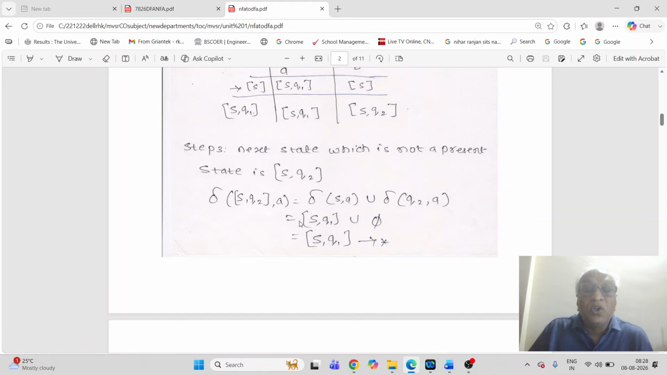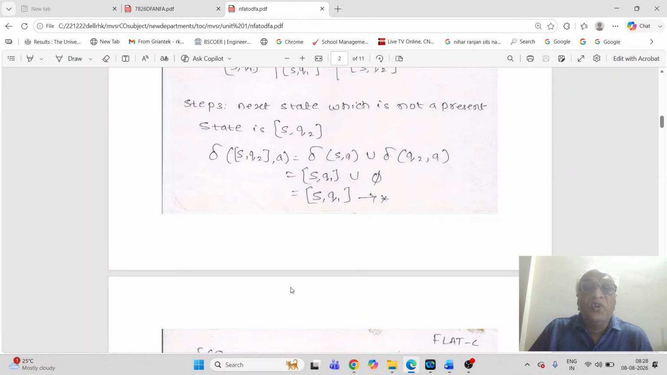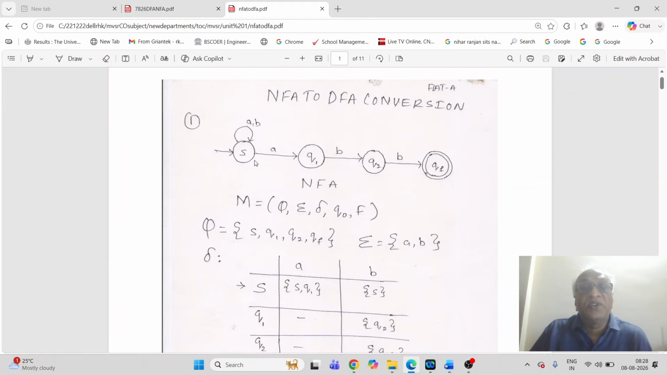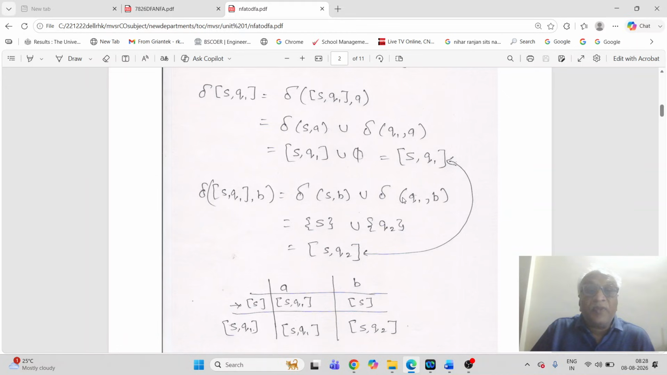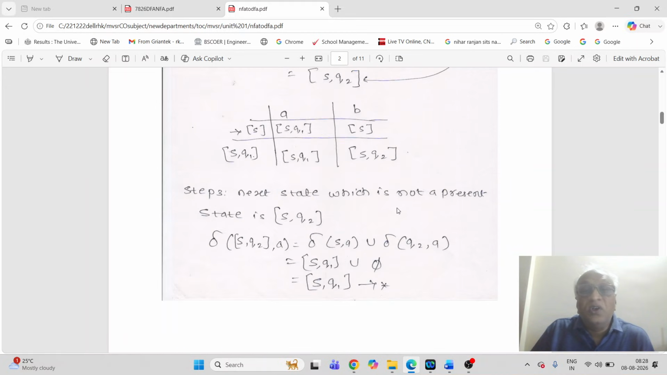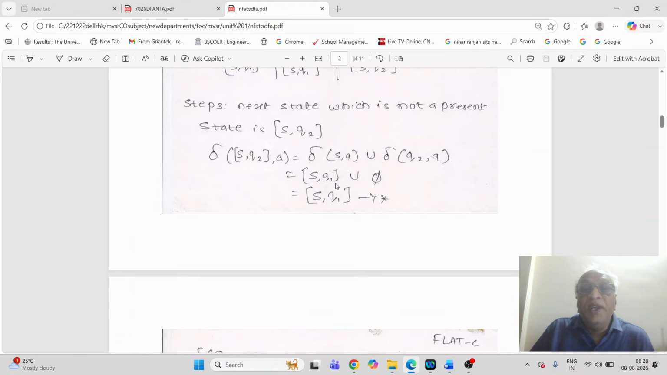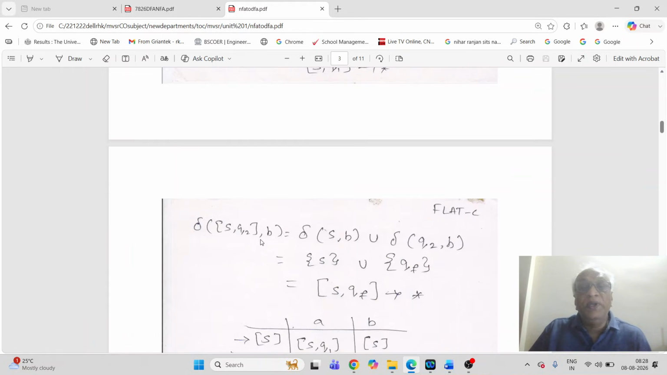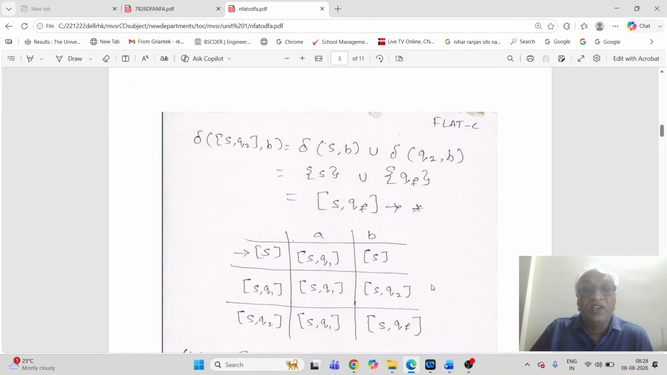So again, S comma Q2 comma A, S comma Q2 comma B. So S comma Q2 comma A, let us see what happens. S comma A will be S comma Q1 only, Q2 comma A will be nothing. So it will be reaching S comma Q1 only. S comma Q2 comma B again gives S and QF. So we have this S comma QF final state. So again we'll be adding this in the row. So for S comma Q2, the output is S comma Q1 and S comma QF.